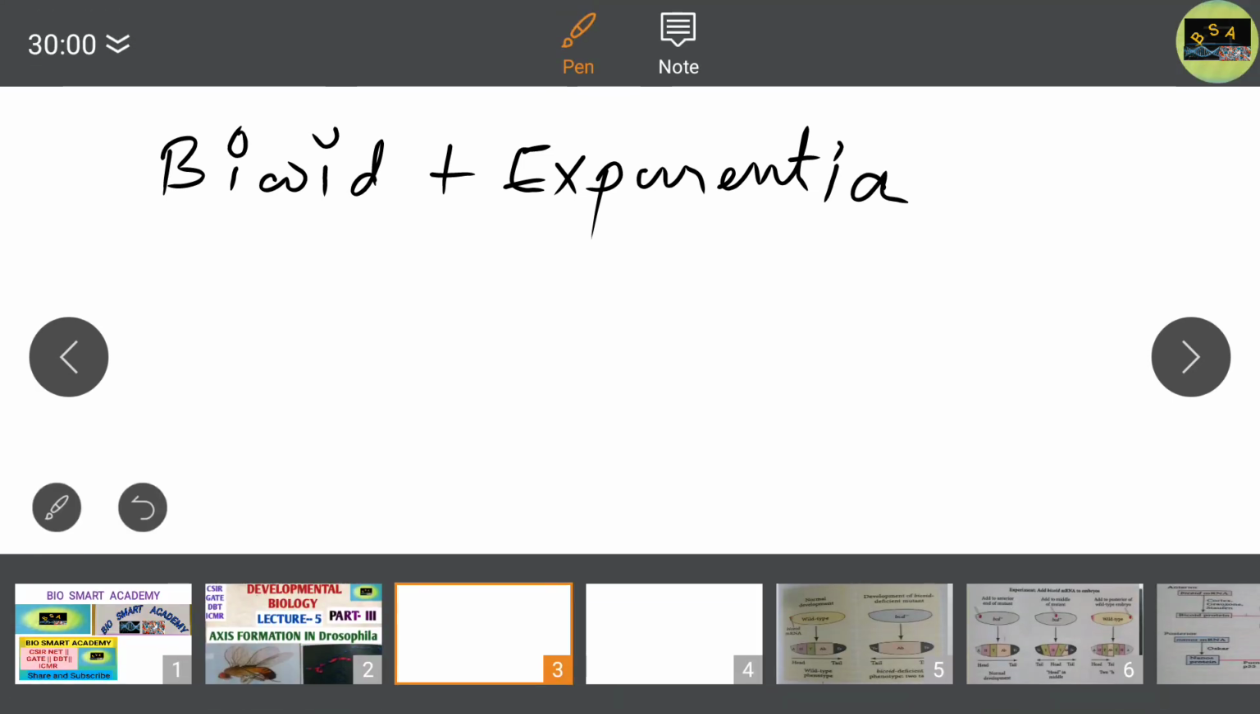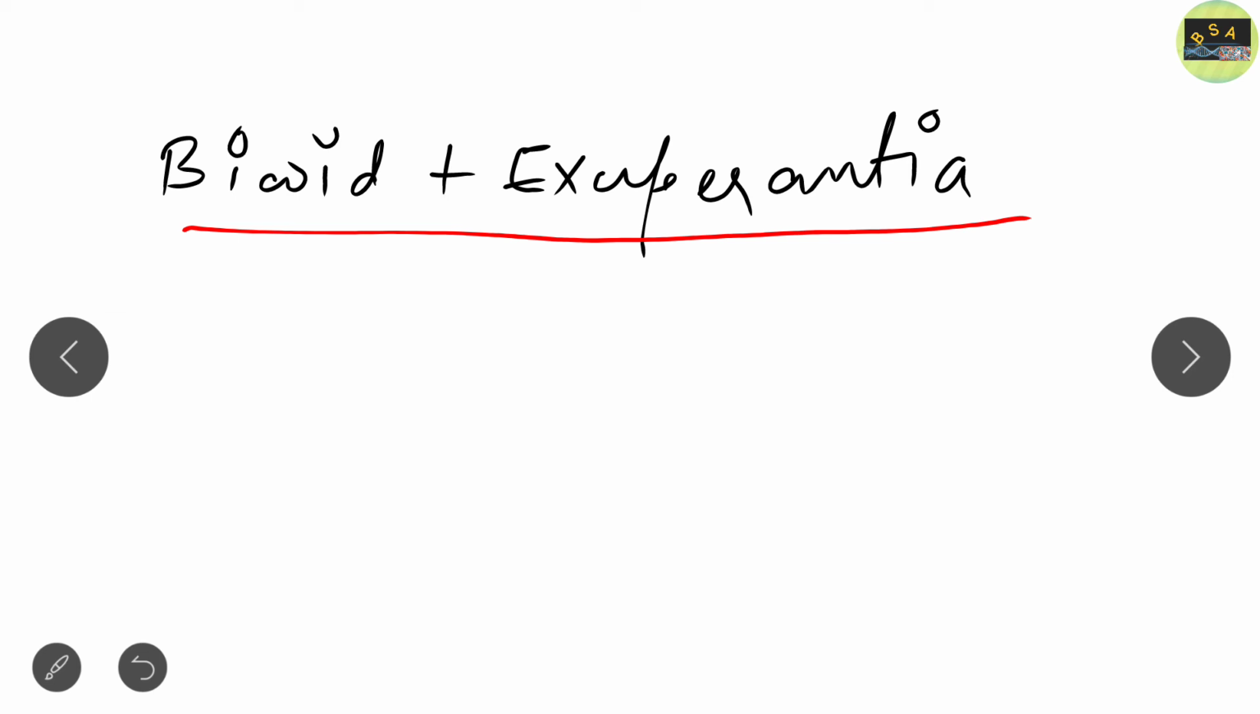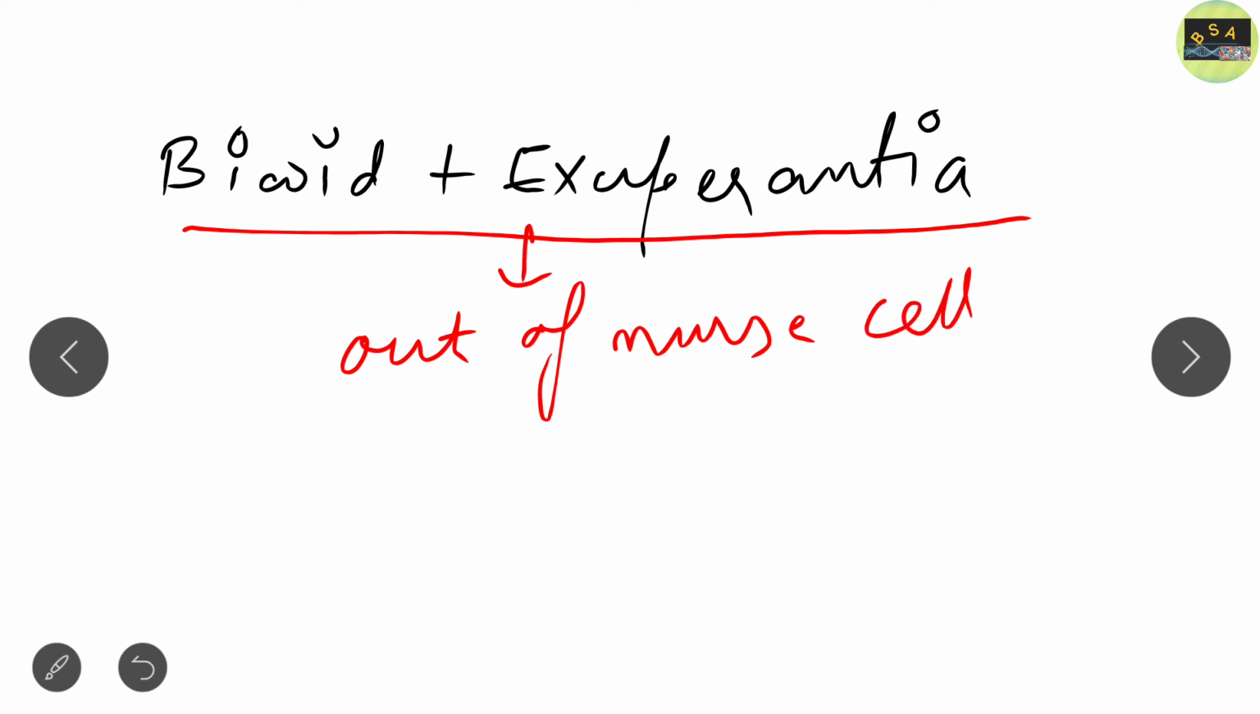So basically the bicoid and exuperentia complex, sorry about the spelling, exuperentia, is transported out of the nurse cell into the oocyte via microtubules. Clear?